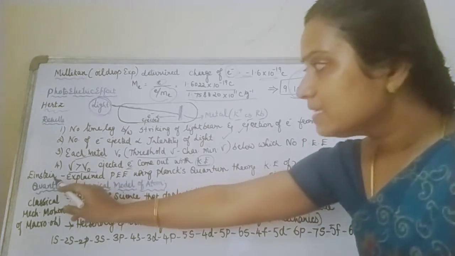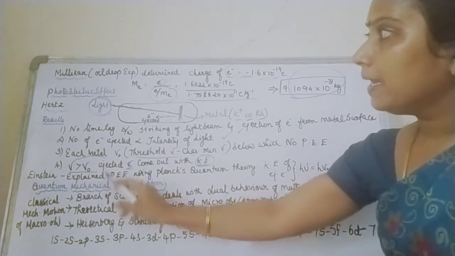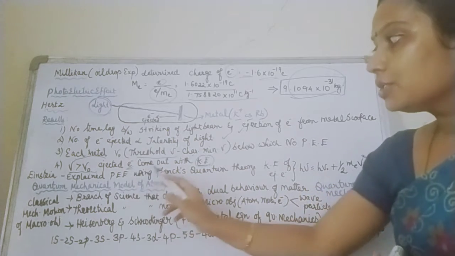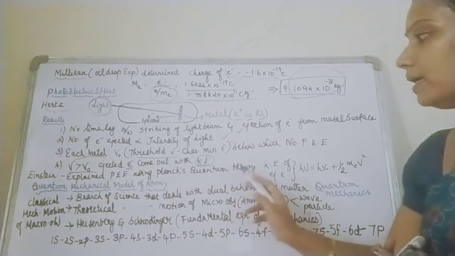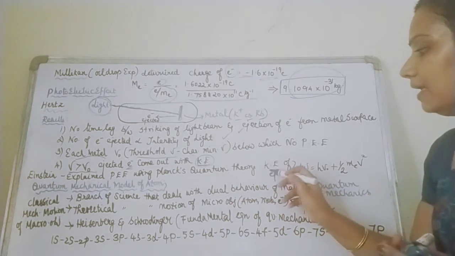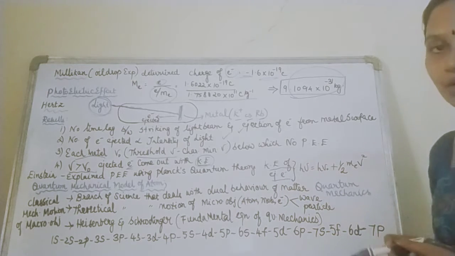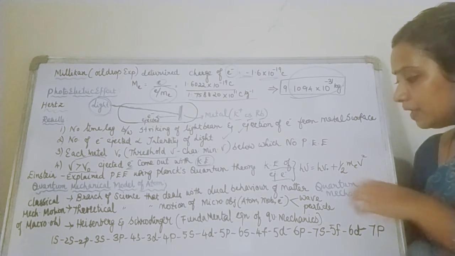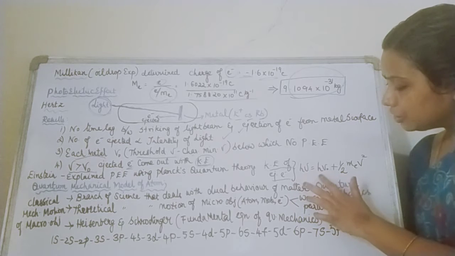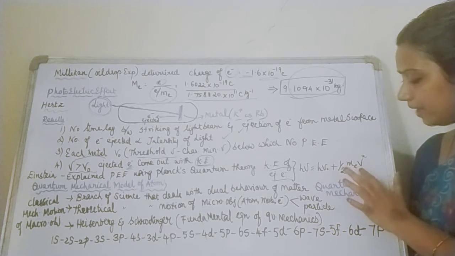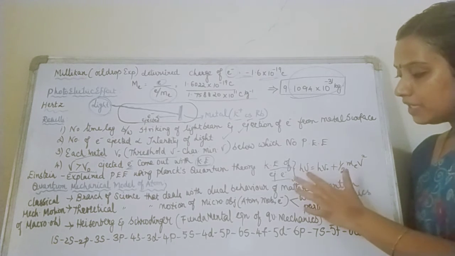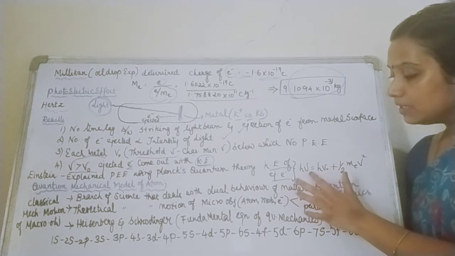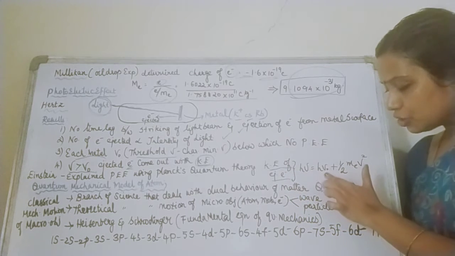So the scientist Einstein explained the photoelectric effect using Planck's quantum theory, where the kinetic energy of the ejected electrons is given by the formula hν = hν0 + ½mv². What is h? h is nothing but Planck's constant. ν is the frequency and ν0 is the threshold frequency.